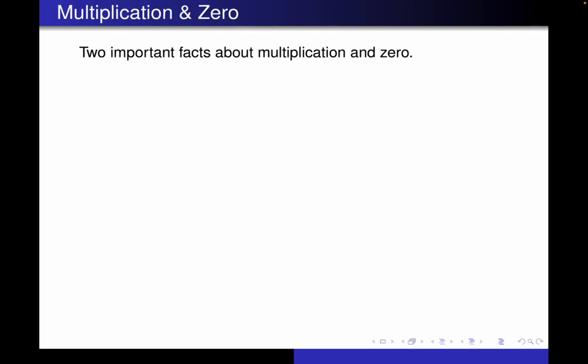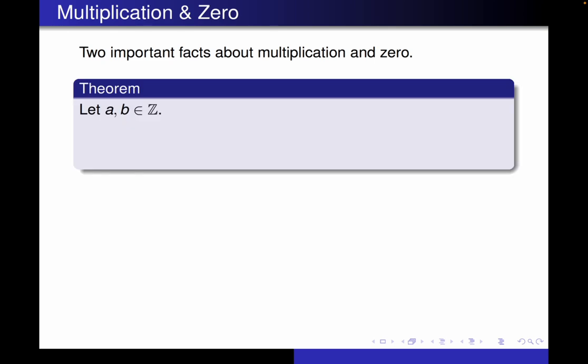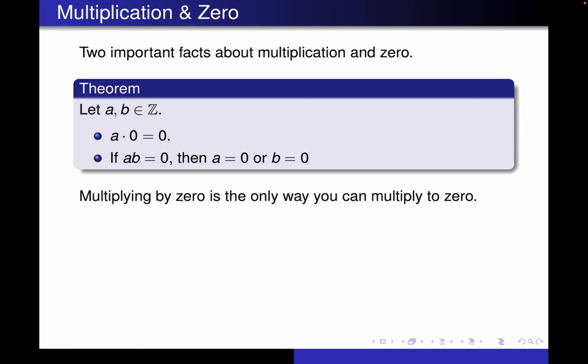All right, so here are two important facts about multiplication by 0, and we've proven these things. If a and b are integers, the first fact is that anytime we multiply an integer by 0, we get 0. We proved that one in class. And not everybody proved this one on their homework, but some of you proved that if you multiply two integers together to get 0, then one of them has to be 0. So what this says is multiplying by 0 gives you 0, and it is the only way that you can multiply two things together to get 0.